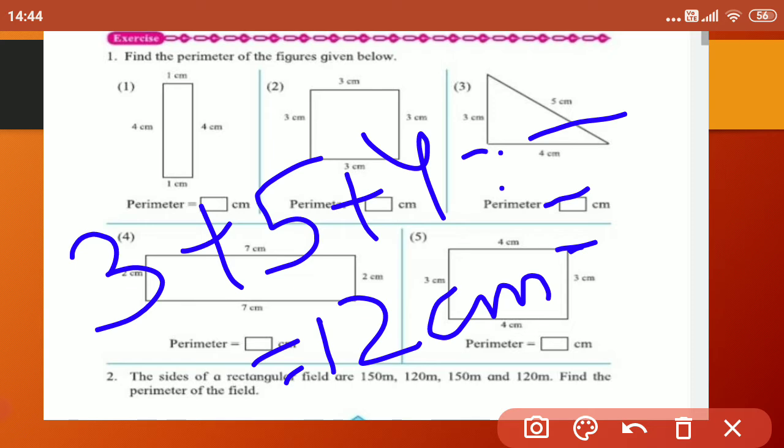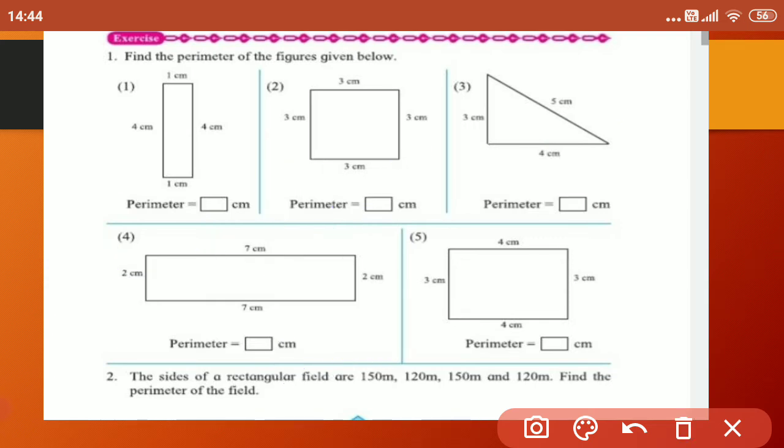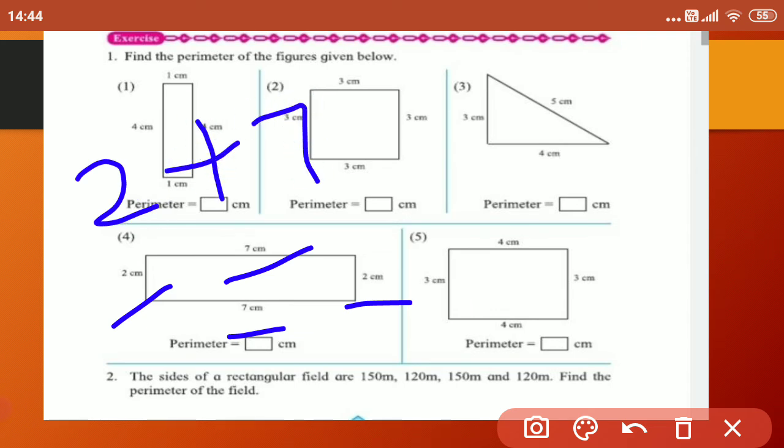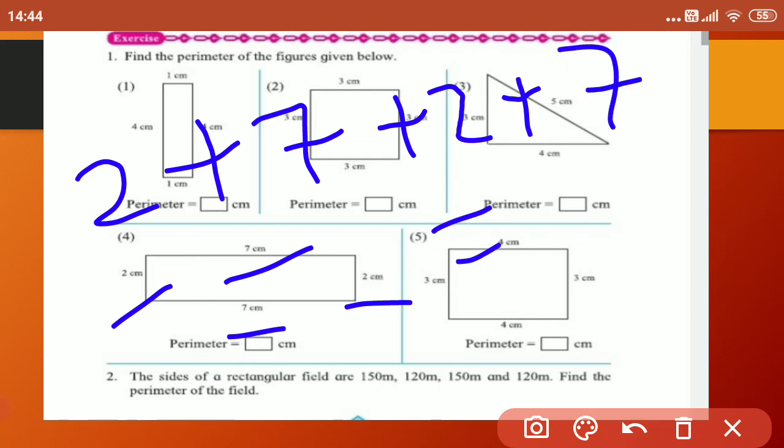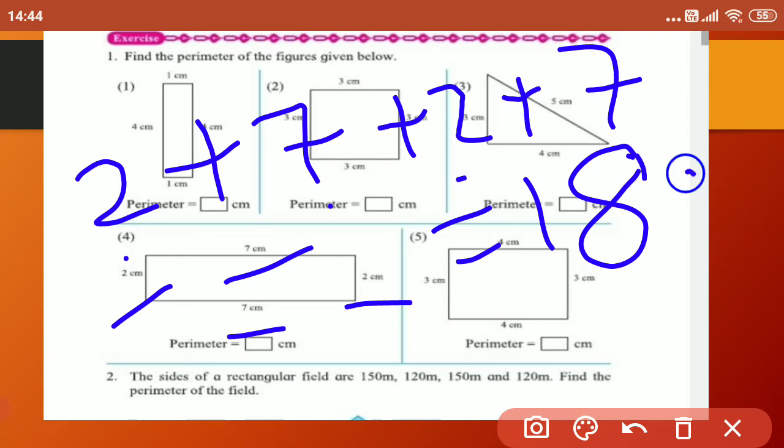I am explaining it to you. You have to do it on your own when you are doing it in the notebook. Now the next one. Calculate the perimeter of this figure. Now again see what is the length. 2 centimeter, 7 centimeter, 2 centimeter and 7 centimeter. So what you have to do? You have to add. So how much is it? 2 plus 7, 9. 9 plus 2, 11. 11 plus 7, 18. So it is total 18 centimeter.